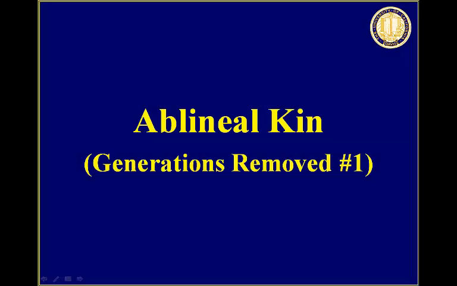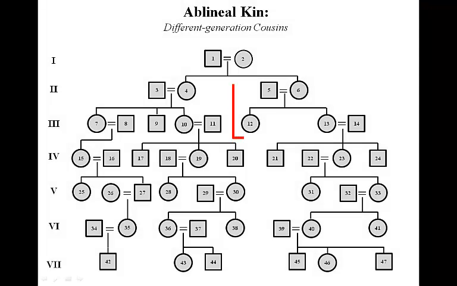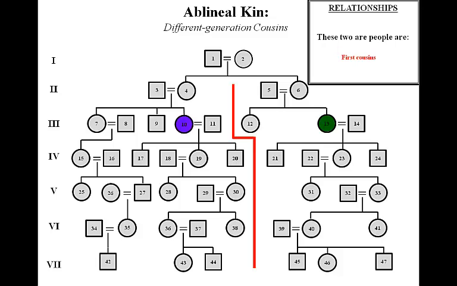Now let's look at abilineal kin, generations removed. This is number 1 example. Here we again note the 2 collateral sides of our chart. We start with first cousins, number 10 and number 13, and work downward generation by generation on the right side, holding number 10 fixed. So the daughter of number 13, to the relative 10, is first cousin once removed.